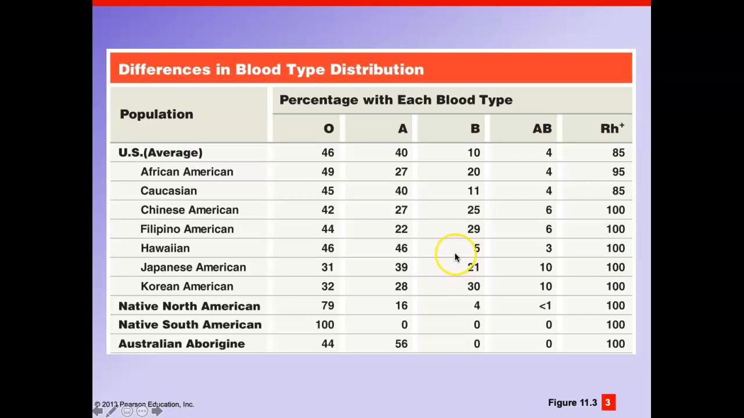So if you look at the distributions around the world, blood types are a little bit different. In the US, the majority of people have type O blood, on average 46 for type O, 40 for type A, 10 for B, and 4 for AB. So AB is the rarest. In Australian Aborigines, they have no AB or B blood.